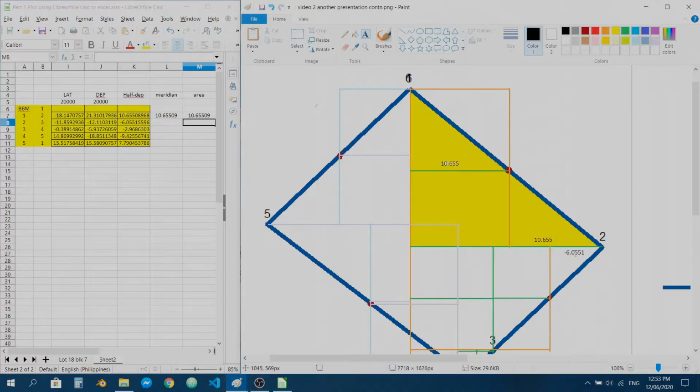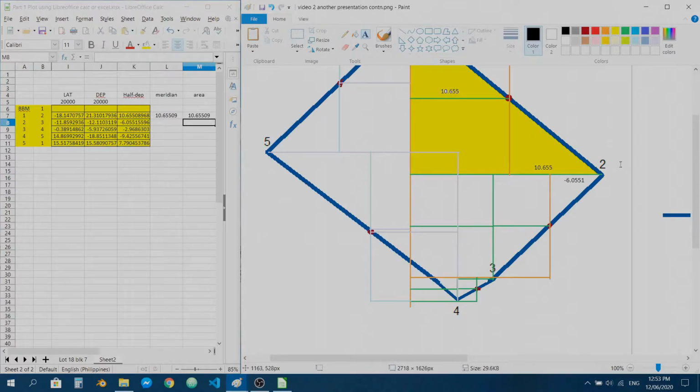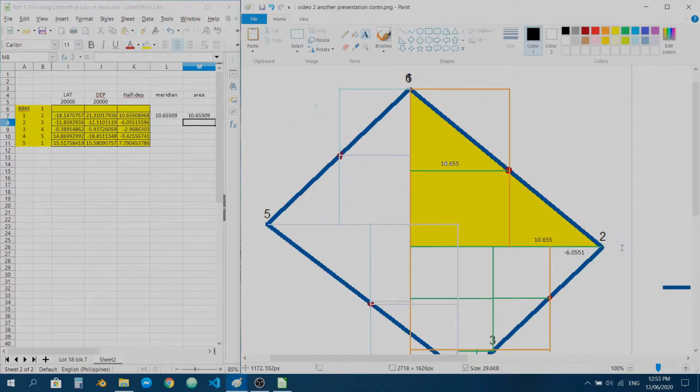So why do we have to reference the meridian from the previous line? It's because our line 2 to 3 actually starts from where line 1 to 2 ends. So we have to reference it here and not from somewhere else. Okay, I hope you get the point.